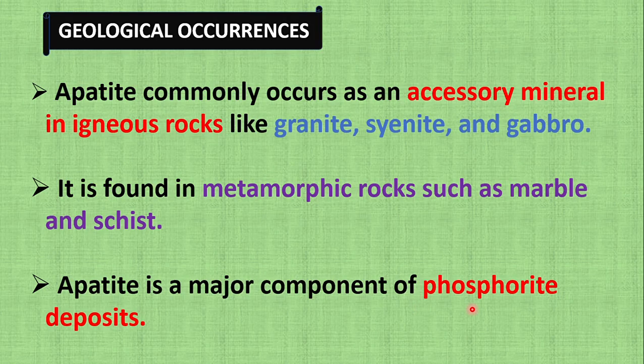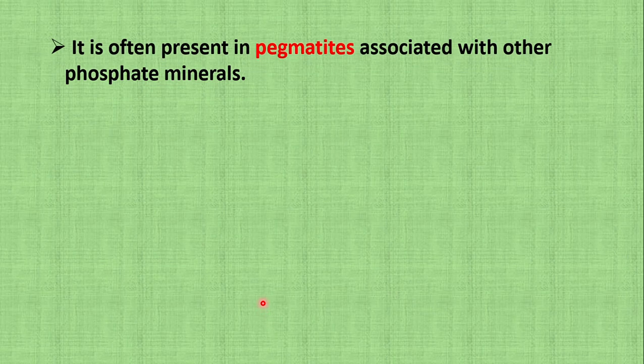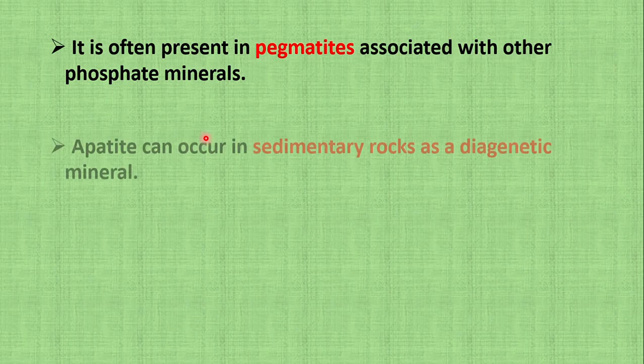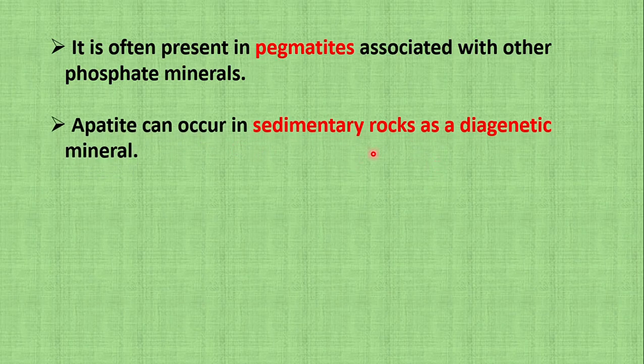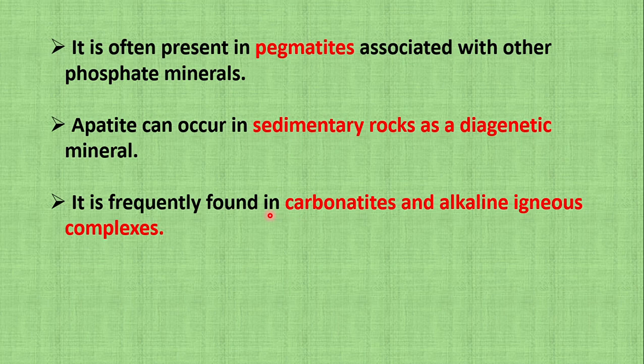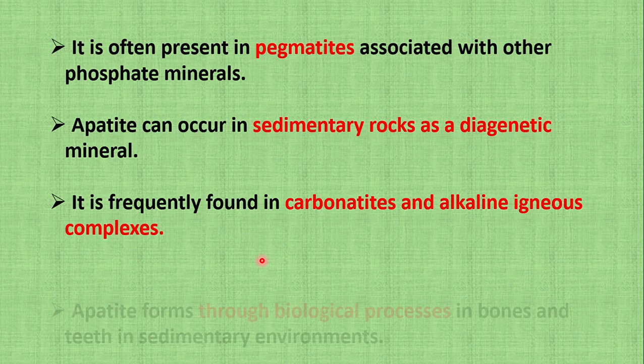Apatite is a major component of phosphorite deposits. Next, it is present in pegmatite associated with other phosphate minerals. Apatite occurs in sedimentary rocks as a diagenetic mineral. Apatite is also present in igneous and metamorphic rocks. It is frequently found in carbonatite and alkaline igneous complexes. Carbonatite and alkaline igneous rocks are also igneous rocks.